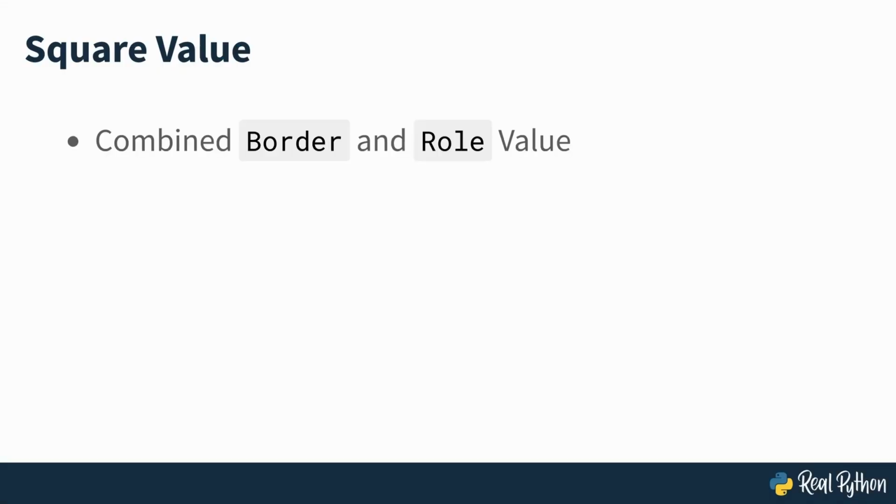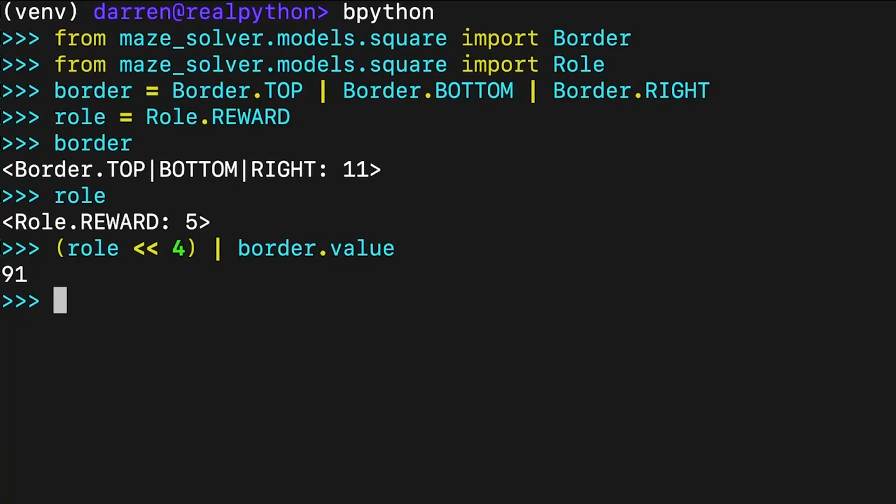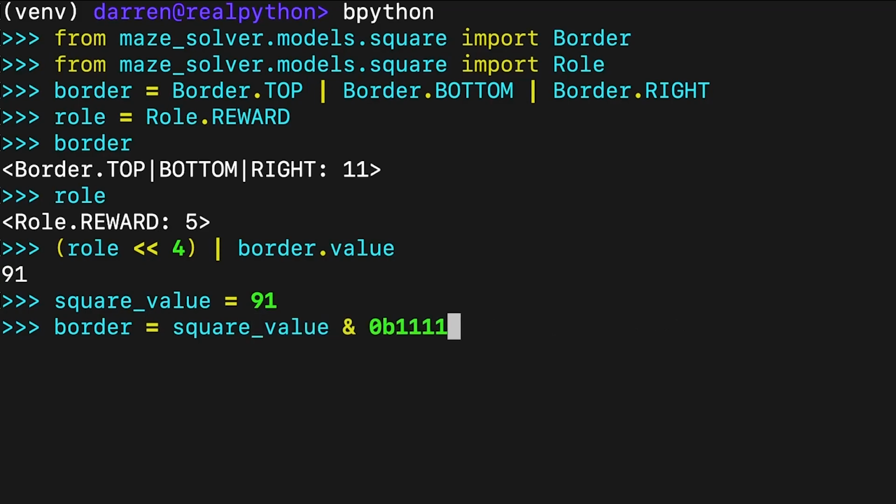The combined border and role is your square value, which you'll keep in the array of numbers in the file body. You can decipher the border by superimposing a bit mask on top of the square value to isolate specific bits. To get the role back, you'll use the bitwise right shift operator, which brings the bits shifted earlier back to their original position. Here, the bit mask lets you extract the 4 least significant bits from a number while disregarding the bits to the left.